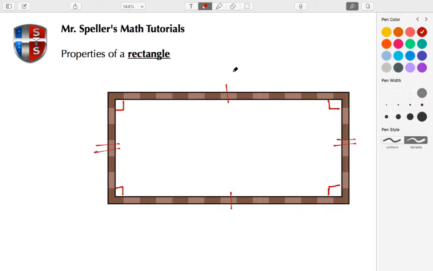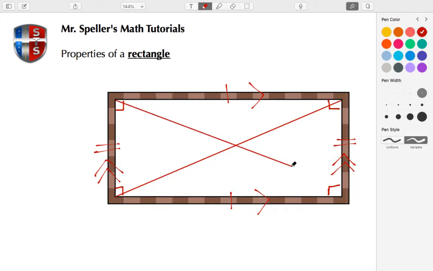We also know that the opposite sides are parallel. So let's put a single arrow here and let's put double arrows here. All right, we have congruence, not congruence, we have diagonals. So let's place a diagonal here. And let's place a diagonal here. All right, the diagonals are congruent and the diagonals are bisectors.